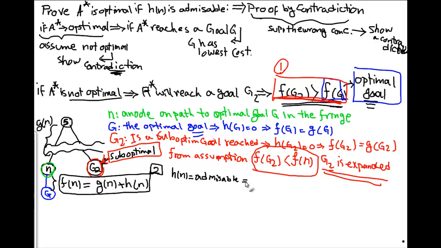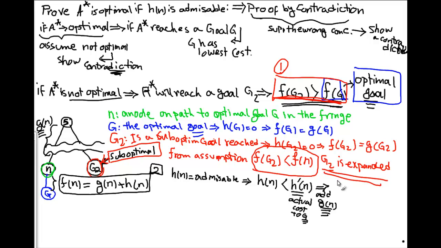What this means is that if I look at h of n, the h of n is going to be less than h prime of n, if h prime of n is the actual cost to g. Okay. Now from this equation, I'm going to add g of n. See the g of n here? I'm going to add g of n to both sides of my equation.